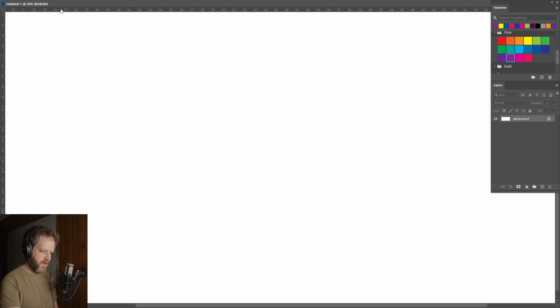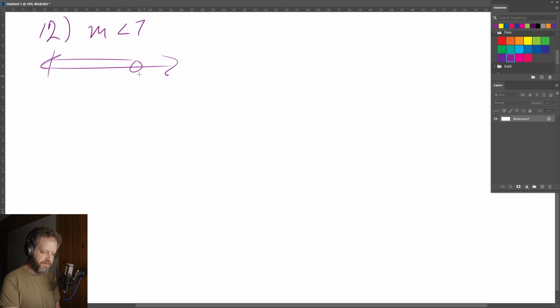I'll make it work. So number 12 would have been m is less than 7. And the sketch would have been something like, I'm not doing these entirely, it would have been an open circle. It would have been shaded to the left at 7. Number 14 would have been r is less than or equal to.